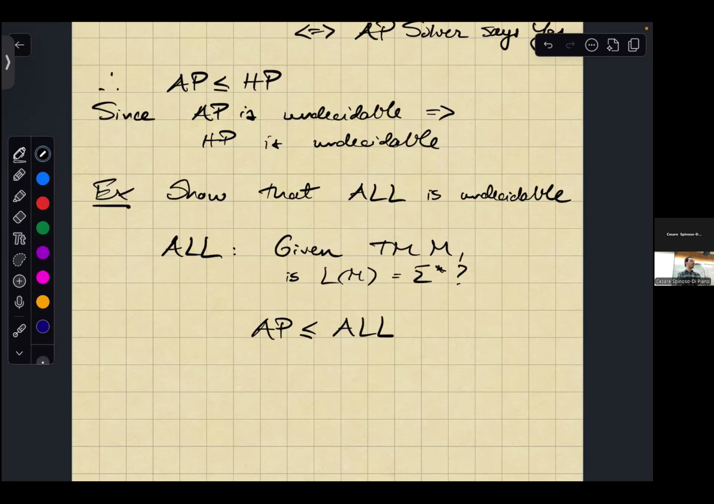Can you build the HP solver using the AP solver? Yes, you can do the other way, actually. Good point. So, just a small aside, there's an observation that it does seem like you could also do HP reduces to AP, which is true. You can do this.